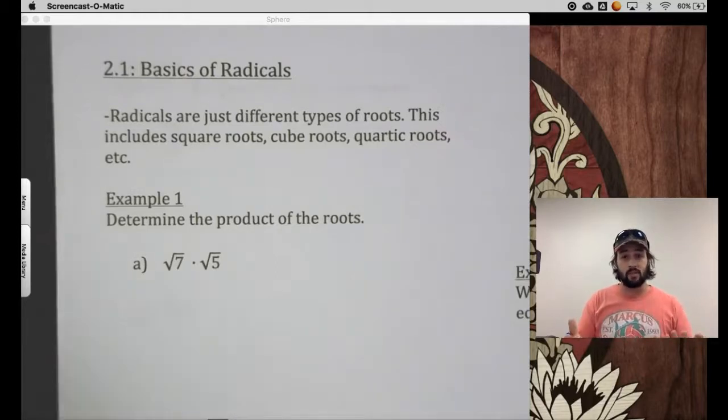All right, so in this unit, we're going to be talking about radicals. Radicals are square roots. That's all that means. It means cube roots, quartic roots, any root. So that's all that radical means. We're going to see the properties of that.